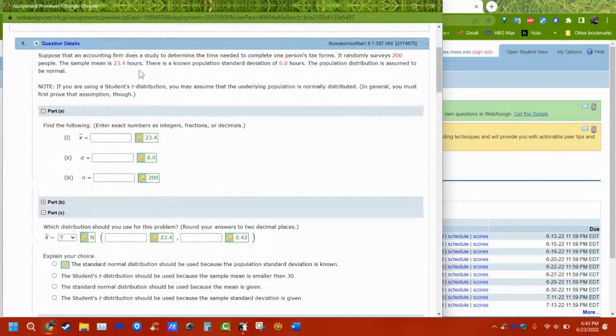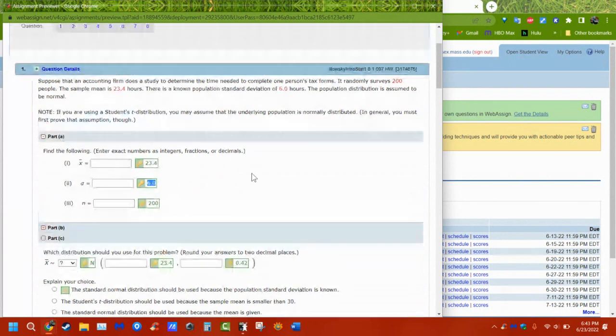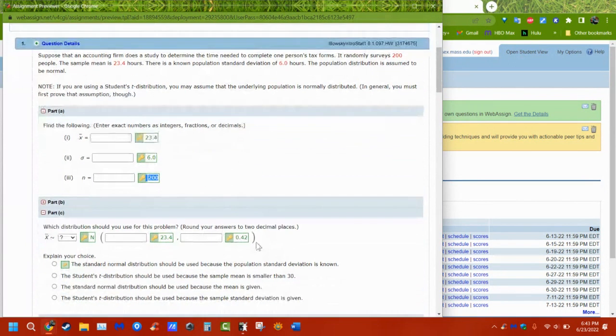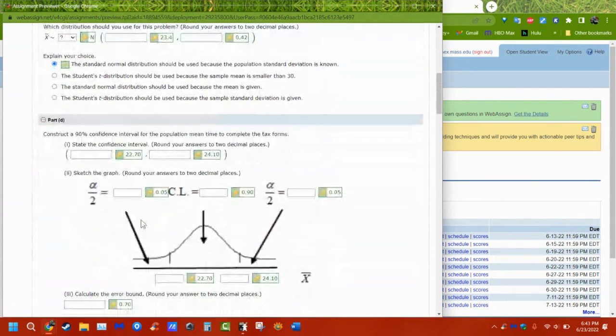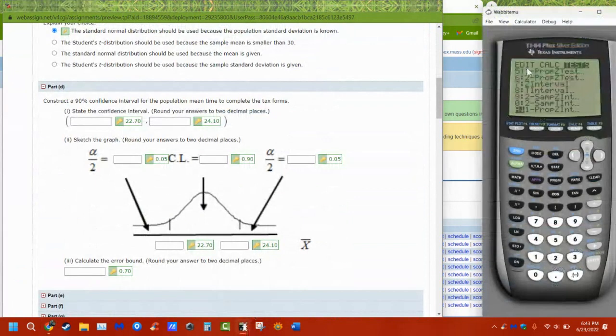Because this is a normal distribution, we know the population standard deviation. We're going to follow the normal curve where we have our mean being X bar and our standard deviation divided by the square root of n. So they're going to take the standard deviation divided by the square root of 200. That's going to give us this. And why? Because we knew the population standard deviation. Then it's going to ask us to create a Z interval, so a confidence interval, which is number 7 here.